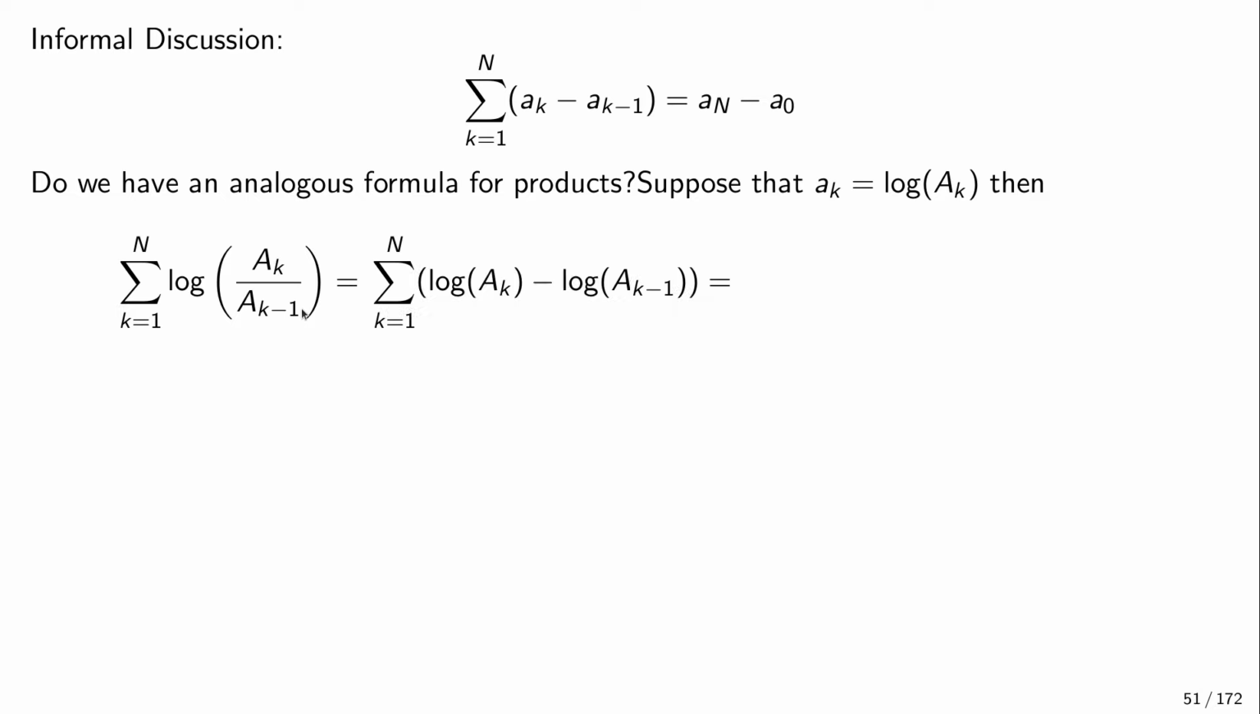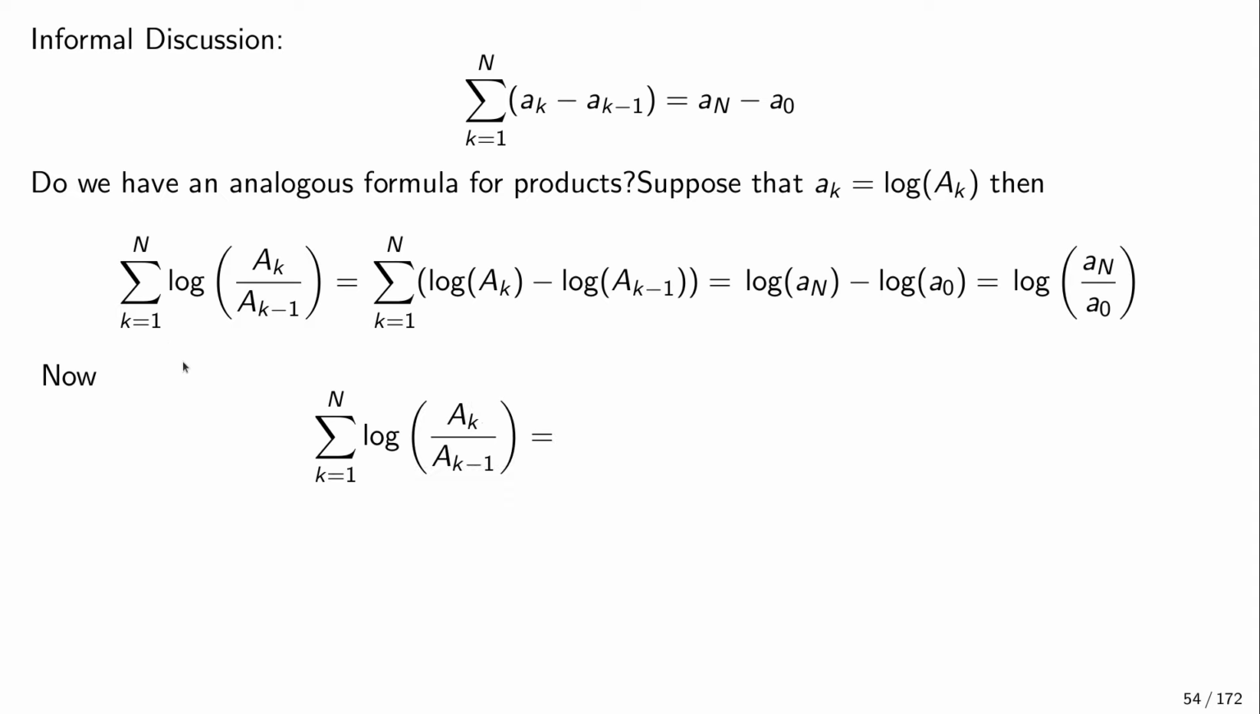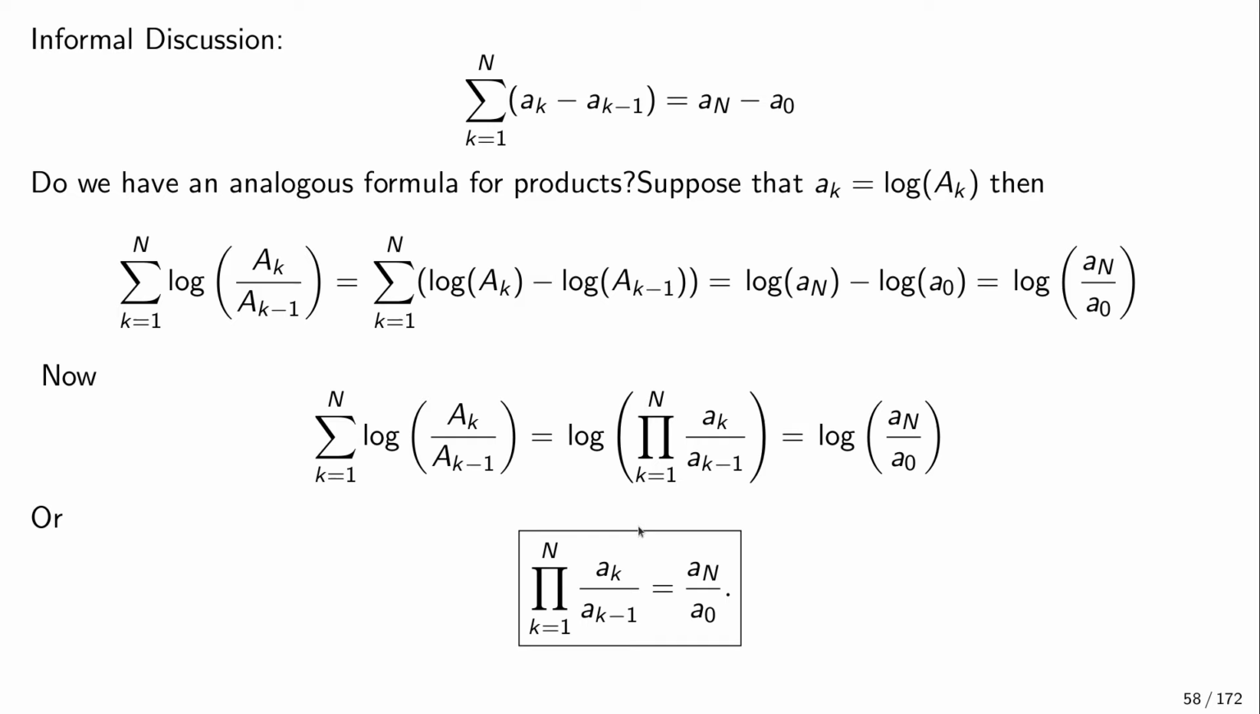The log of a quotient is the difference of logs. And basically, we can already see the telescoping series here. So for this, we have a formula, right? It's the last term minus the first term, and the difference of logs is the log of the quotient. And now we can also use the fact that the sum of logarithms is the logarithm of the product, okay? And so now it is supposed to be equal to that. So ignoring all technicalities, we would expect that a formula of this type should hold.